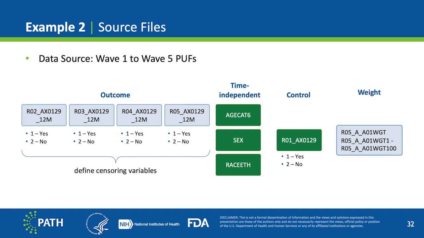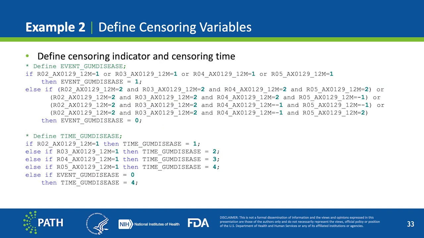Let's look at the variables we are going to use for this second example using the waves 1 through 5 PATH data. AX0129 asks people whether they have had gum disease in the past 12 months. This is the outcome we are interested in, and for the control variable, we use the ever had gum disease question in wave 1. Again, we need to define the censoring variables.